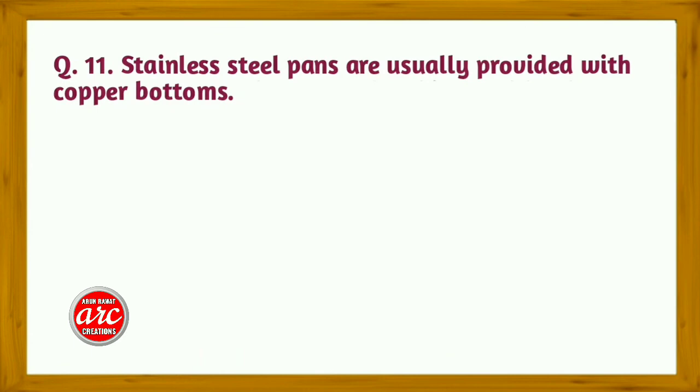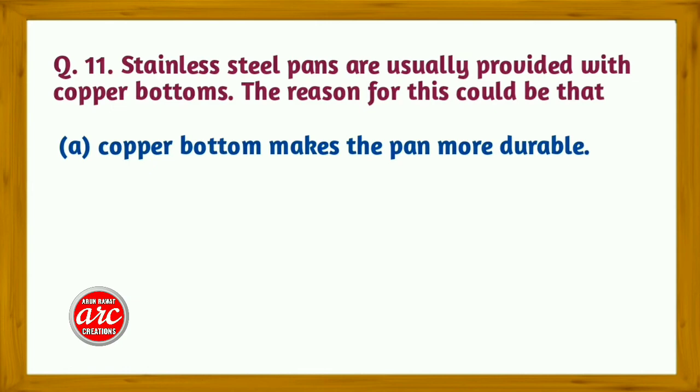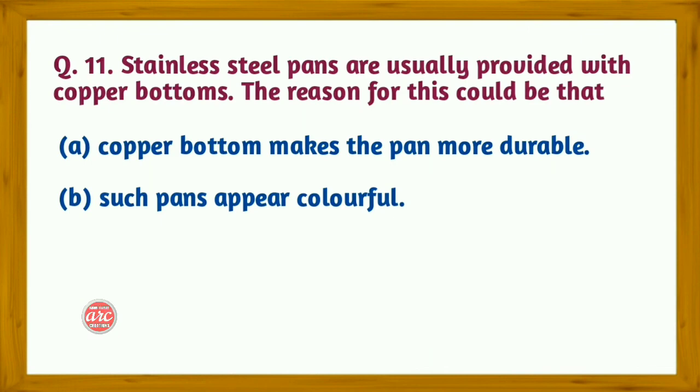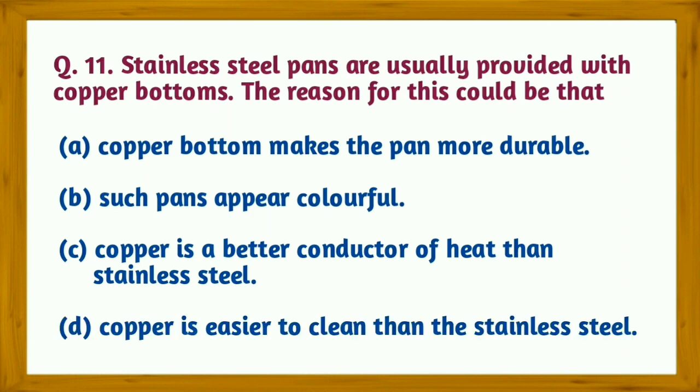Question number 11. Stainless steel pans are usually provided with copper bottoms. The reason for this could be that A. copper bottom makes the pan more durable, B. such pans appear colorful, C. copper is a better conductor of heat than stainless steel, or D. copper is easier to clean than stainless steel. The correct answer is C. Copper is a better conductor of heat than stainless steel.